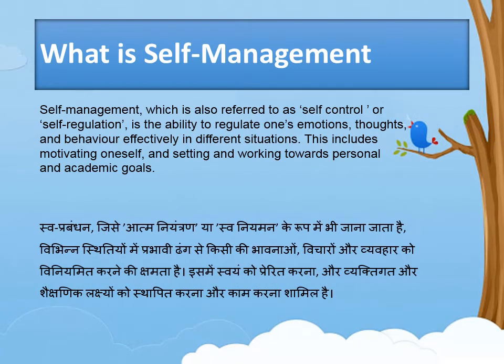Self-management, which is also referred to as self-control or self-regulation, is the ability to regulate one's emotions, thoughts, and behavior effectively in different situations. This includes motivating oneself and setting and working towards personal and academic goals. Now you understand the meaning of self-management. It controls and regulates our emotions, thoughts and behavior effectively. Let us move to the next slide.